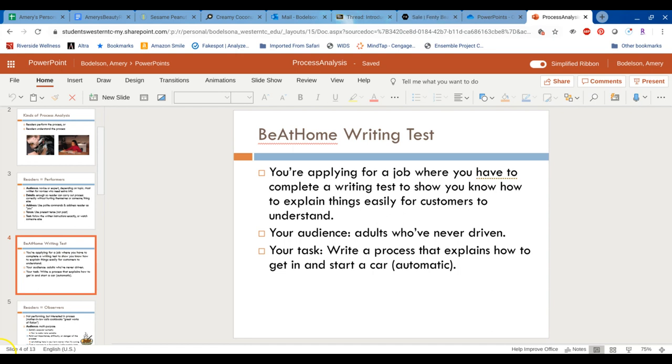So when you're writing a process analysis, you have to take into account that there will be readers who have never done your process, are maybe a little intimidated or fearful of it, and want to learn more from what you're writing about.